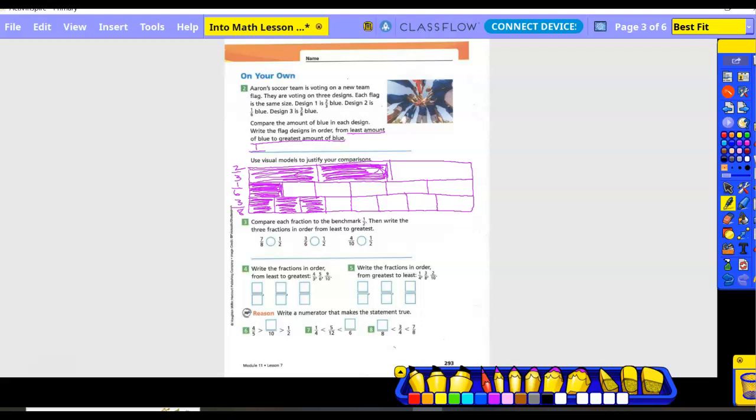So it would be 1/6. What's next? 3/8. And then what's next? 2/3. Okay, so 1/6 went with design which one? Design 2, right? Then what design went with 3/8? Design 3, right? And then design what?